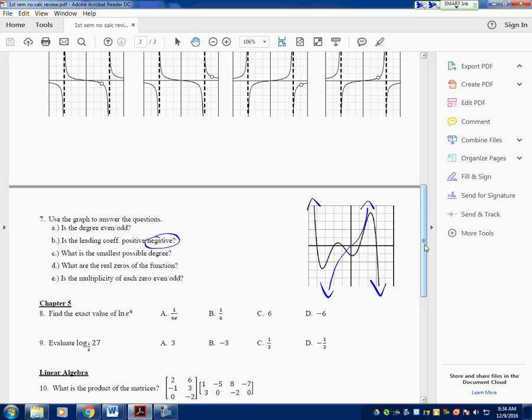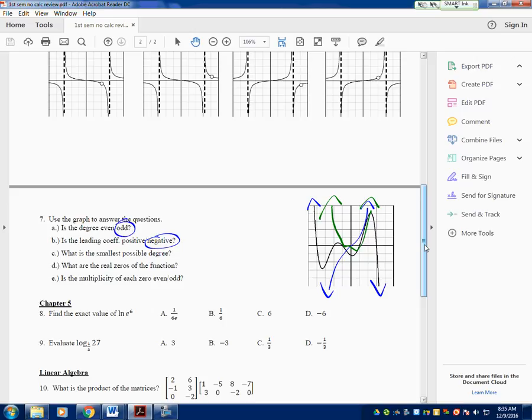Just know these things. The cubic goes the opposite direction. The quadratic, they go the same direction. So a quadratic would be something like that. They're going to go the same direction in the end. So here we know the degree must be odd.